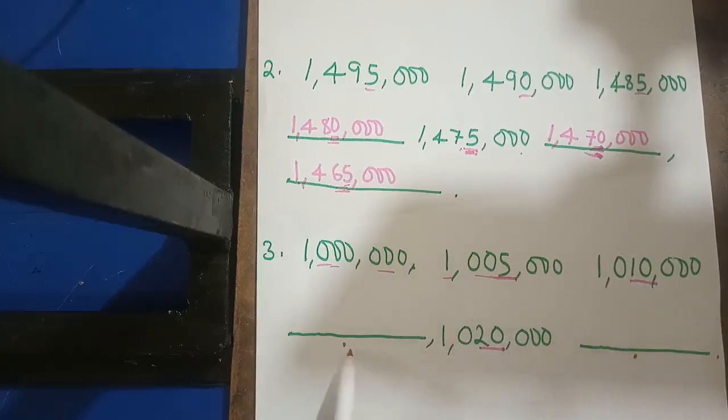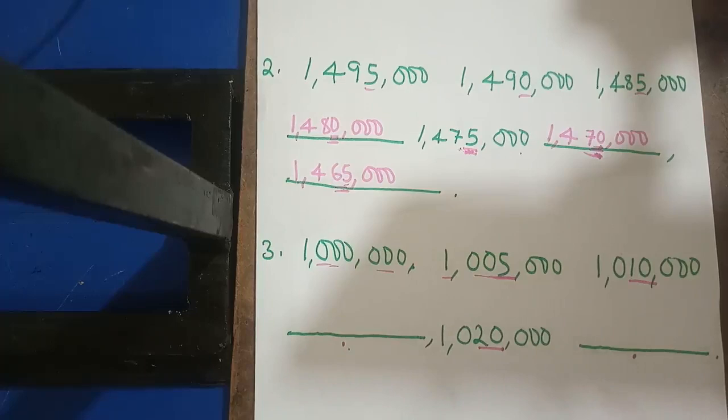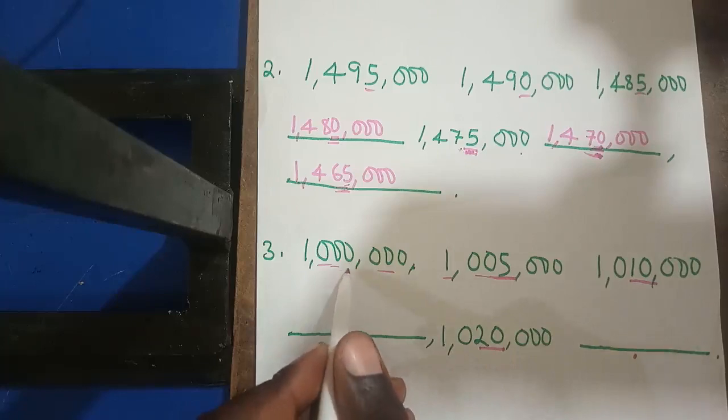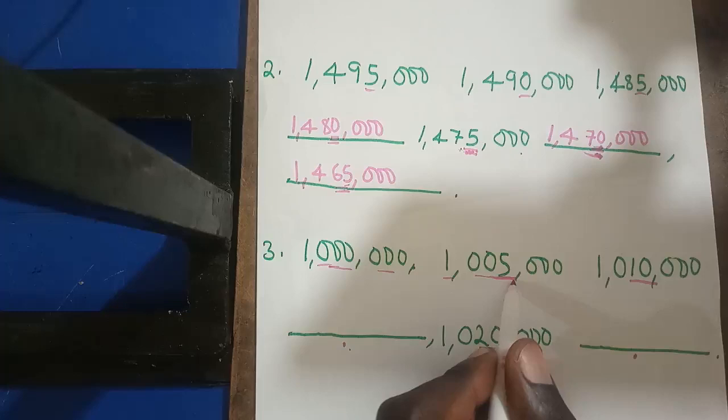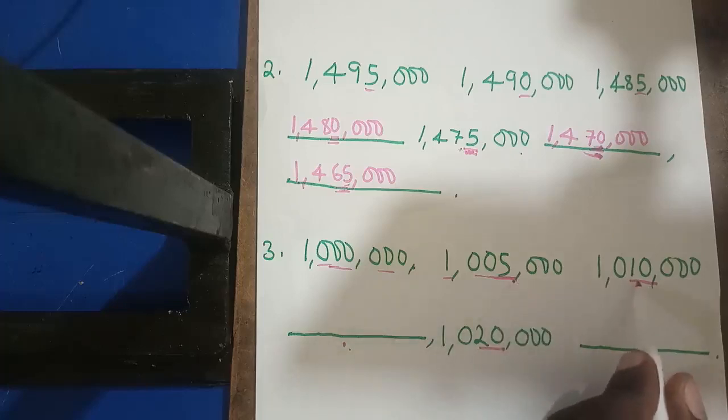Now, how do we find the missing figures? The first thing is to look at the clue. What is the clue behind this problem that we have been given? We find the clue by observing how these figures have been written. The first one, 1 million. The second one, 1,005,000. The third one, 1,010,000.